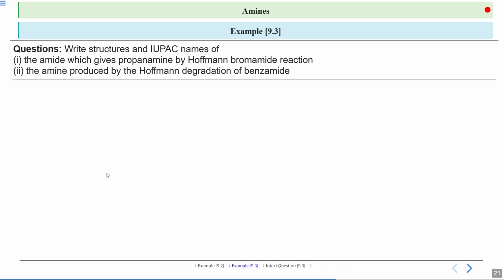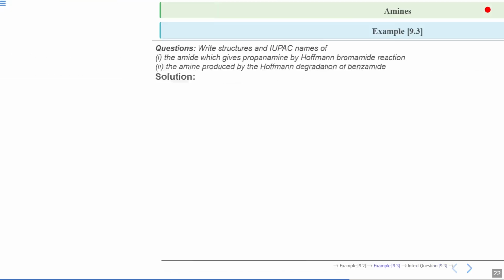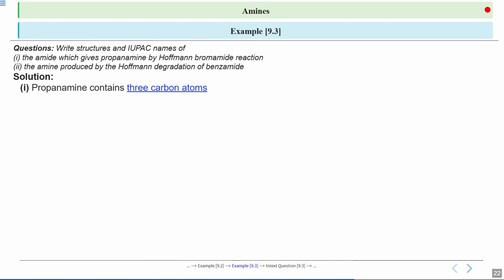Now we are going to see example 9.3. You have to write the structures and the IUPAC name of the amide which gives propane amine by Hofmann bromamide reaction, and the amine product by Hofmann degradation of benzamide. So we are going to start with propane amine, which is an amine that contains 3 carbon atoms. It is important here that you identify the number of carbons because the Hofmann bromamide reaction removes 1 carbon atom from the amide to form the amine.